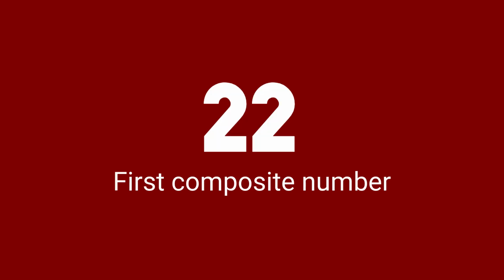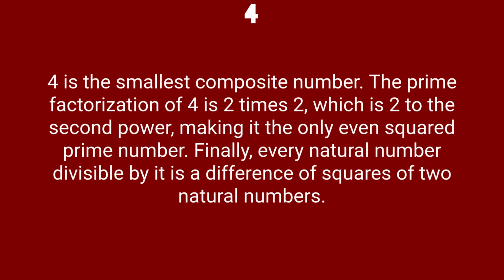First composite number. 4 is the smallest composite number. The prime factorization of 4 is 2 times 2, which is 2 to the second power, making it the only even squared prime number. Finally, every natural number divisible by it is a difference of squares of two natural numbers.